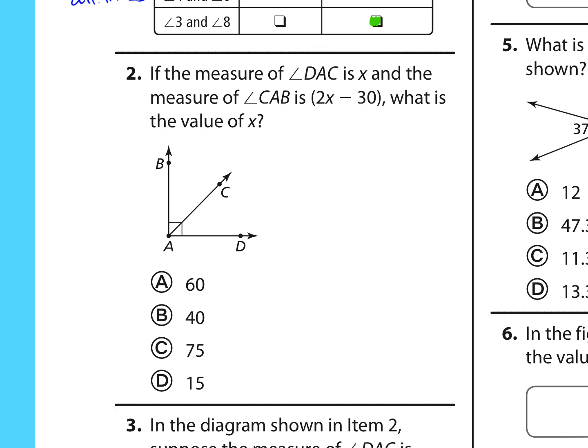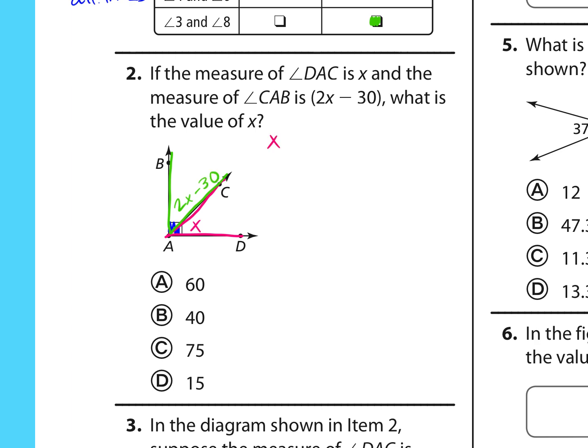Number 2, if the measure of angle DAC is x and the measure of angle CAB is 2x minus 30, what is the value of x? Well, notice that these two angles add up to 90 degrees here. Notice that DAC, we can just look here and say, well, D to A to C is this angle, and it is x. And then we have CAB, we can just measure C to A to B, and that is 2x minus 30. And together they add up to 90 degrees.